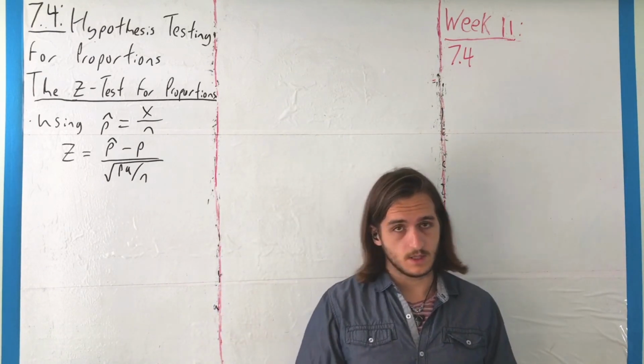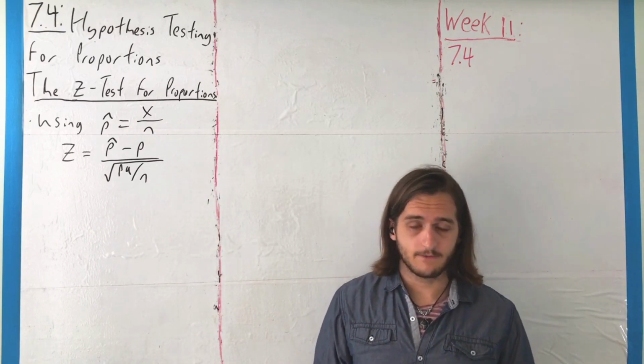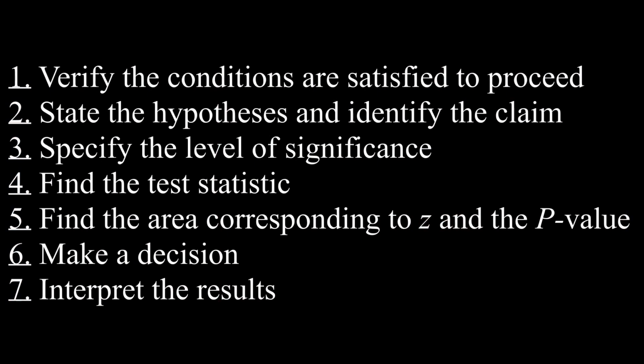If we want to use the p-value approach, then what we would have to do is verify our conditions, and that's free. State the hypotheses. They look very similar, but now we have p's instead of mu's. Then state our level of significance, again, given or you decide it yourself before doing anything else. Find the test statistic. Get the p-value. Find the area corresponding to the z and p, where you have to be careful about doubling if it's two-tailed. Make your decision and interpret the results.